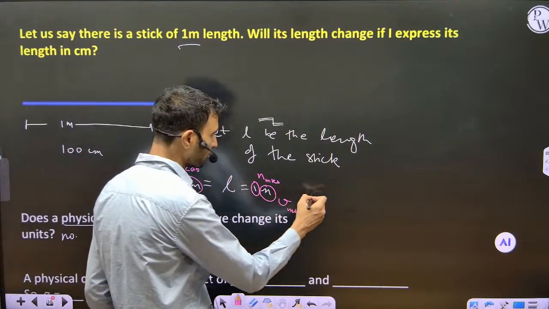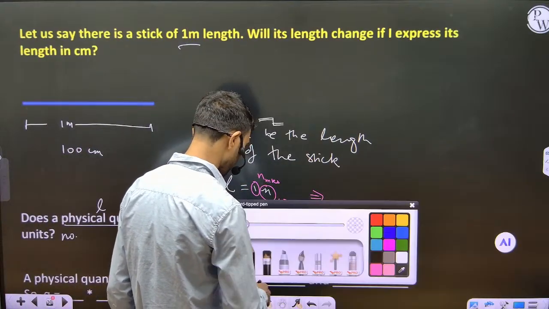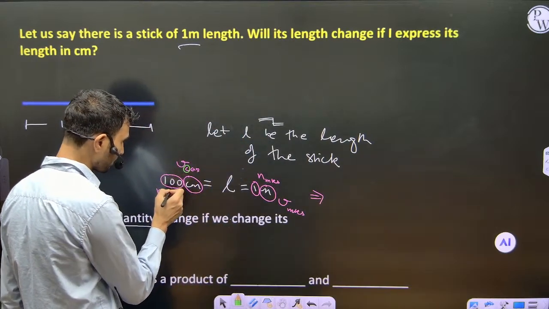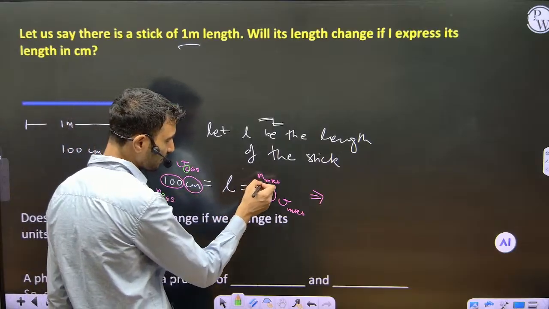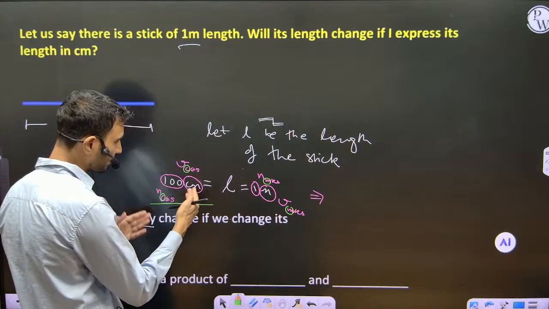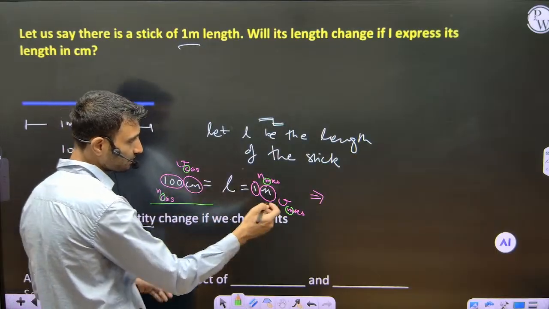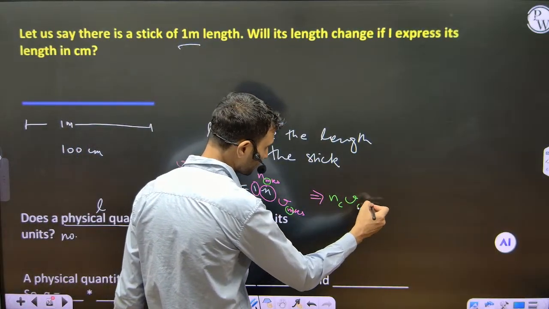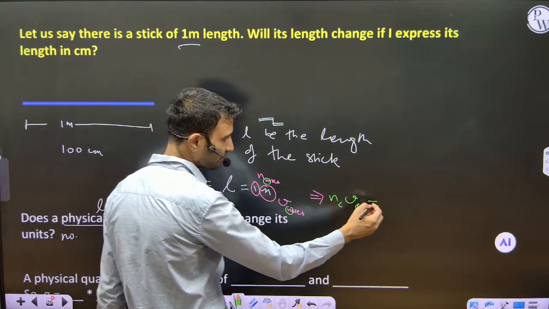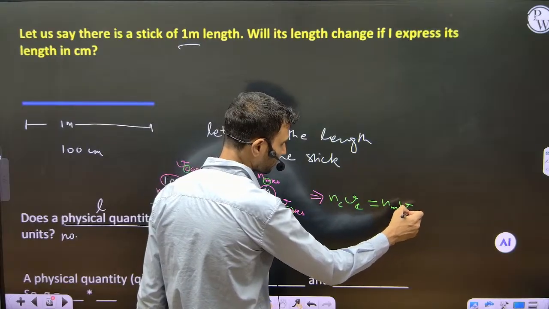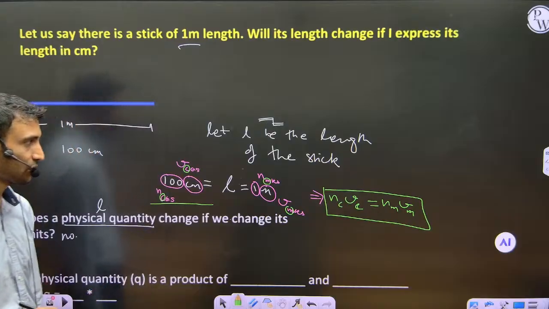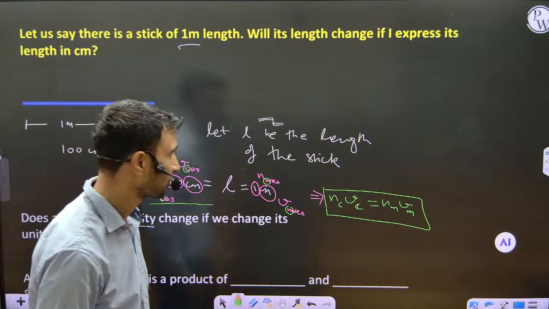So what can I write from here? Let's take C for CGS and M for MKS. I can write the left hand side as n_C u_C equals n_M u_M, right? So that is the formula we end up getting. n_C u_C is equal to n_M u_M. That's a very important formula.